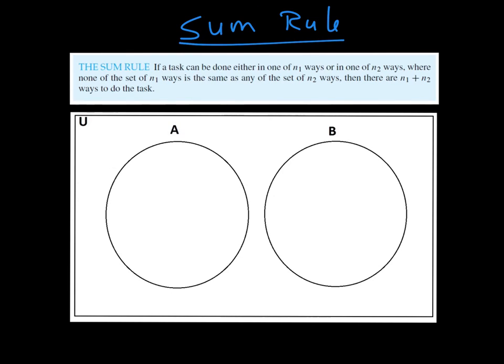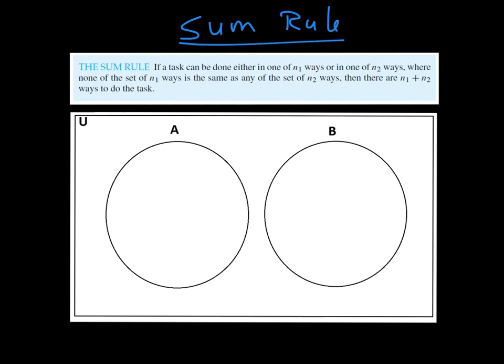Okay, now we have something called the sum rule. So let's read what it says first, and then I'll use this Venn diagram to give you the intuition behind it. The sum rule says, if a task can be done in either n1 ways or n2 ways, where none of the n1 ways is the same as the n2 ways, that is, there is no overlap. These n1 ways are going to be represented by things in the set A, and these n2 ways are represented by things in the set B. And notice that there's no overlap between those two sets. The n1 ways, none of them are the same as the n2 ways.